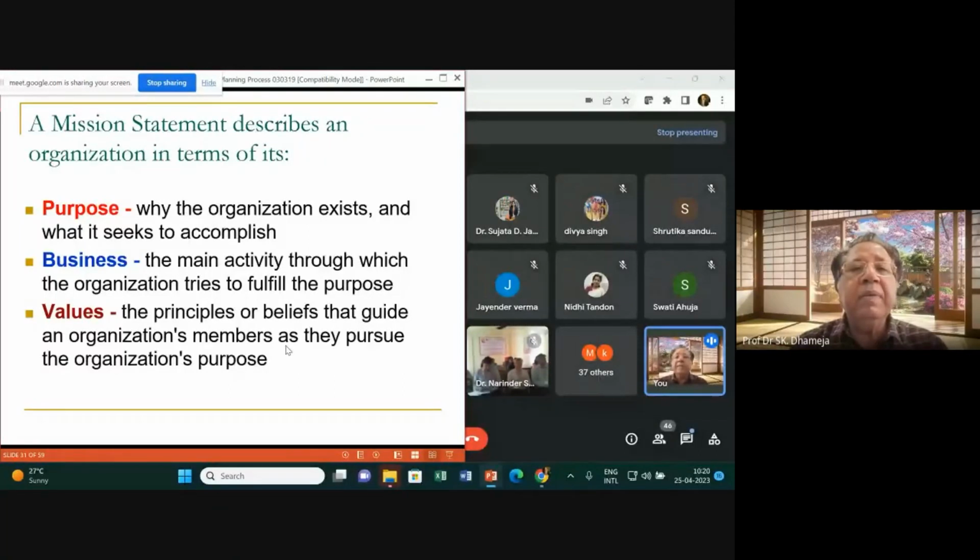A mission statement describes an organization in terms of three things: the purpose, why the organization exists and what it seeks to accomplish. Second is the business, what you're doing basically, the main activity through which the organization tries to fulfill that purpose. And then the values, the principles or beliefs that guide the organization's members as they pursue the organization's purpose.